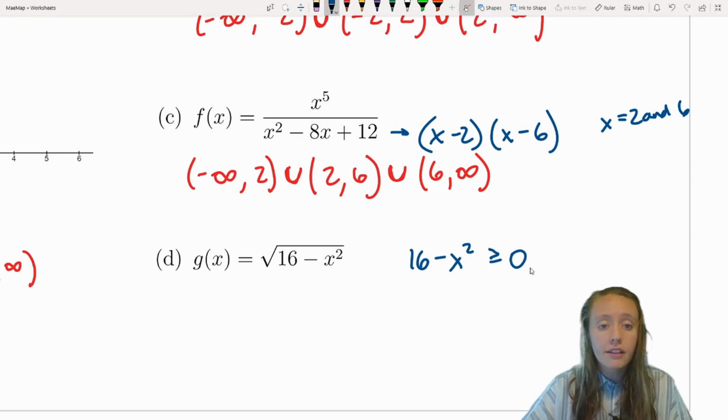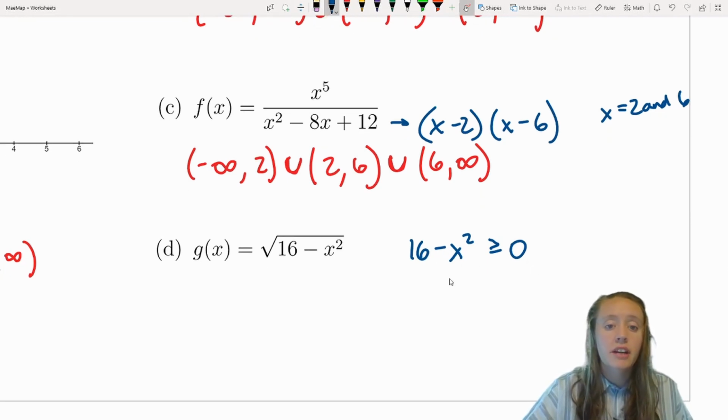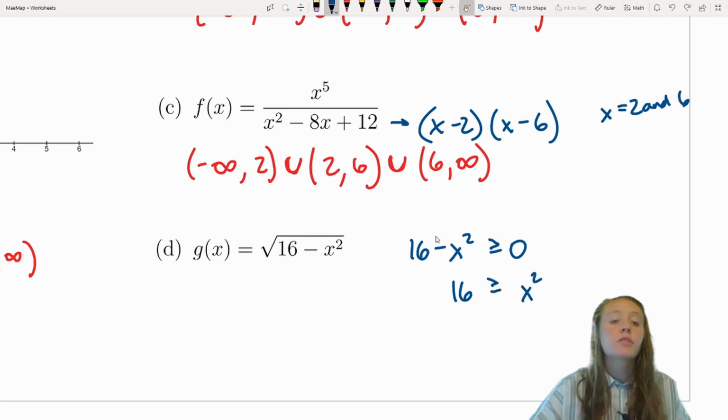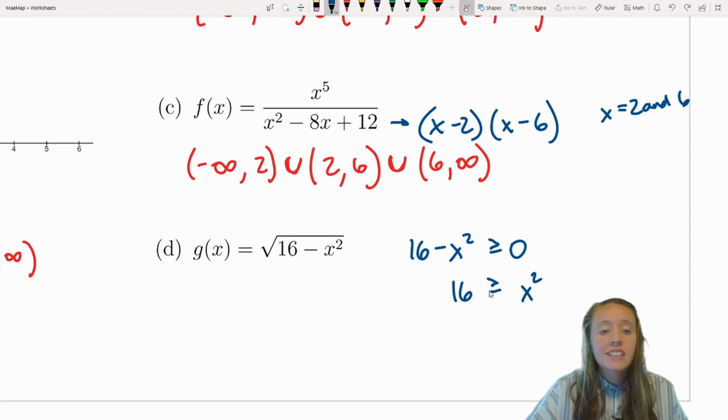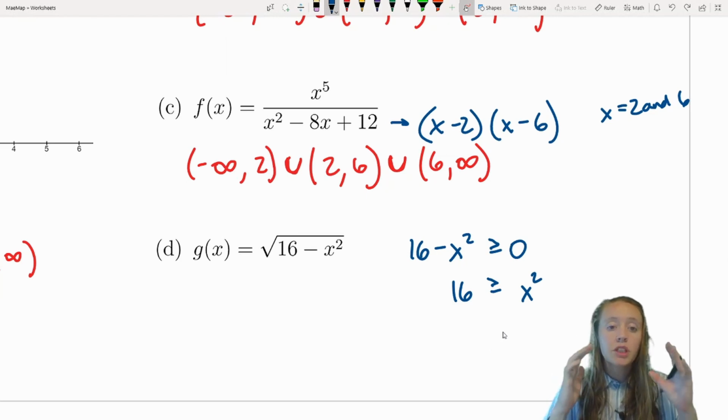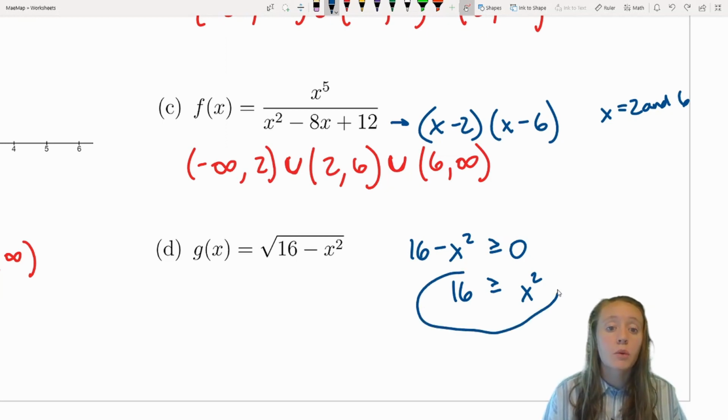So what I like to do here is I like to just solve this inequality through to see what kind of x values I'm allowed to have. So if I add x squared to my other side, I'll get that 16 is always greater than or equal to x squared. So from here, let's just think about this. If 16 is always greater than or equal to x squared, what squared will give me 16? That's going to be either a positive 4 or a negative 4. So if 16 is always greater than or equal to that, then I'm going to be between -4 and 4 always in order for this inequality to be true.